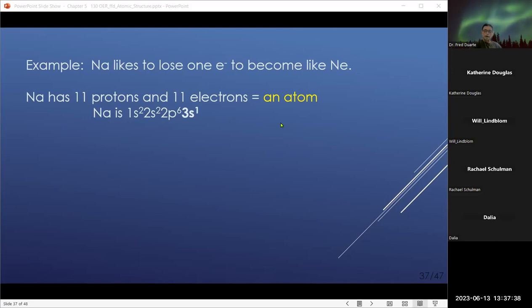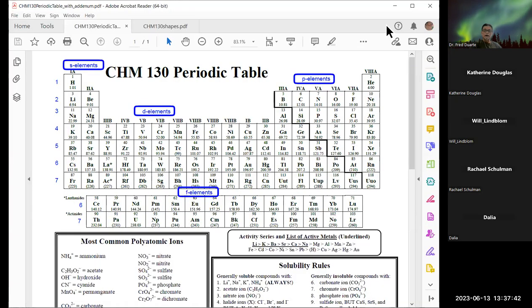if you look at the periodic table that you have, and if you look on the left side here, I have marked, let me get this.